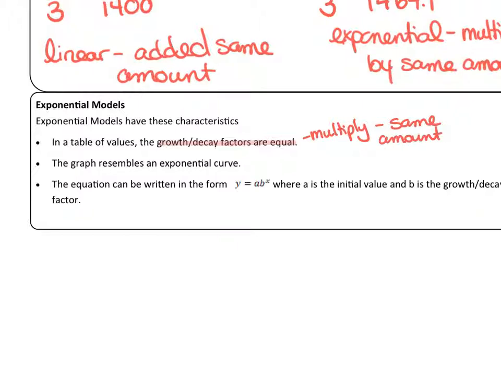The graph resembles an exponential curve. Now, what does that really mean? Or you might be thinking, well, what does an exponential curve actually look like? It looks like this. It either starts off small and then goes up really fast, or it does the other thing and it starts off large and then comes down and slows. So both of those are examples of exponential curves.